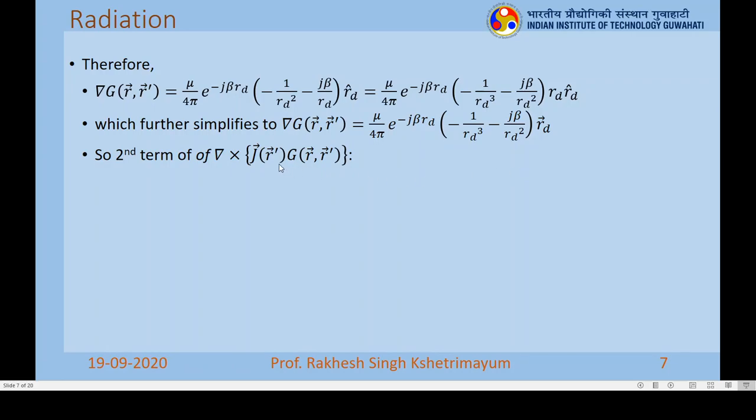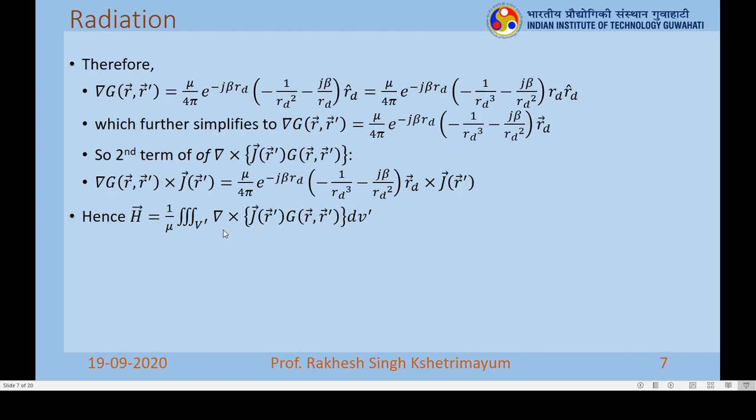So we have the second term. The second term is basically the gradient of G cross product with J(R'). So this is the gradient of G. You do the cross product with J(R'), and you get the integrand of the magnetic field. So we can write down the expression for the magnetic field now. The magnetic field can be expressed as this expression you have here. This is the integrand we have derived, and we integrate this over the volume V' and multiply by 1 by 4 pi. Then we get the magnetic field.